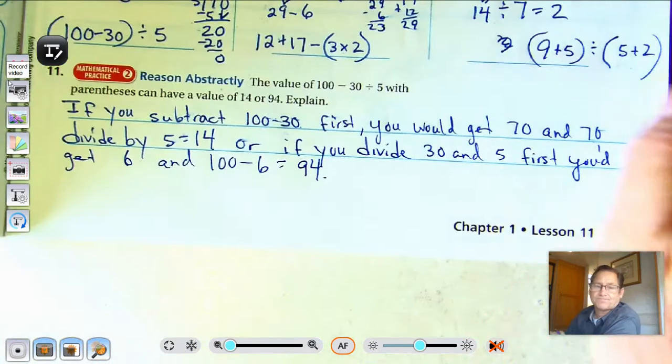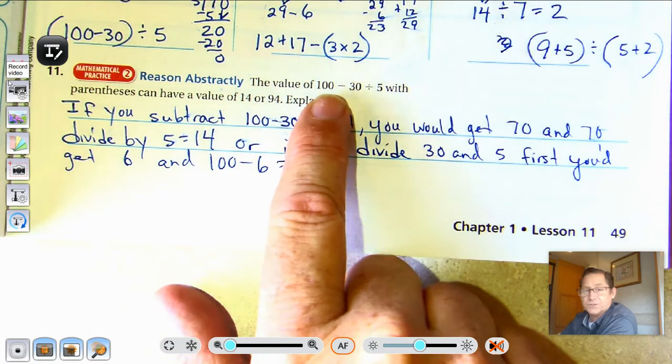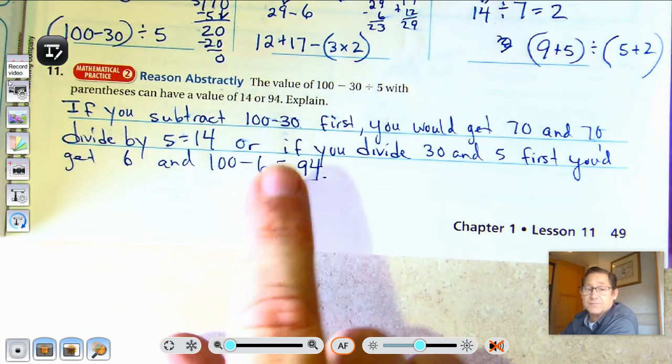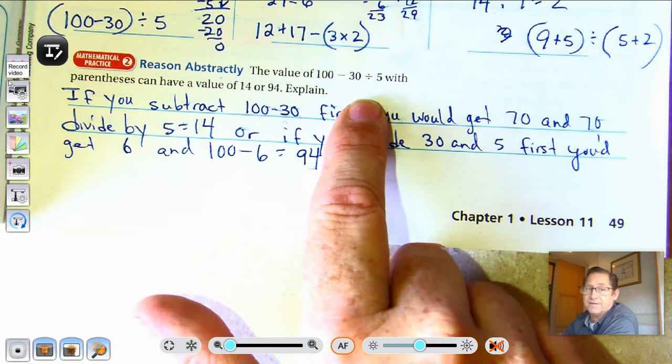Okay. So, if you subtract 130 first, you would get 70, and 70 divided by 5 is 14. Or, if you divide 30 and 5 first, you'd get 6, and 100 take away 6 is 94. So you could get 14 or 94. So that's why parentheses play an important role. In the order of operations, if this problem was just written this way, the acceptable answer is 94, not 14, because there aren't parentheses. And we would have to divide first.